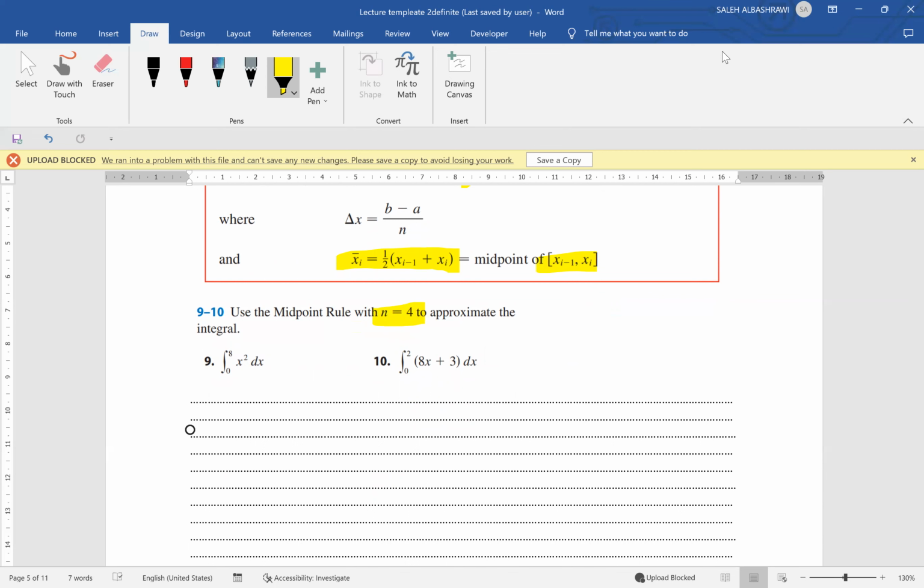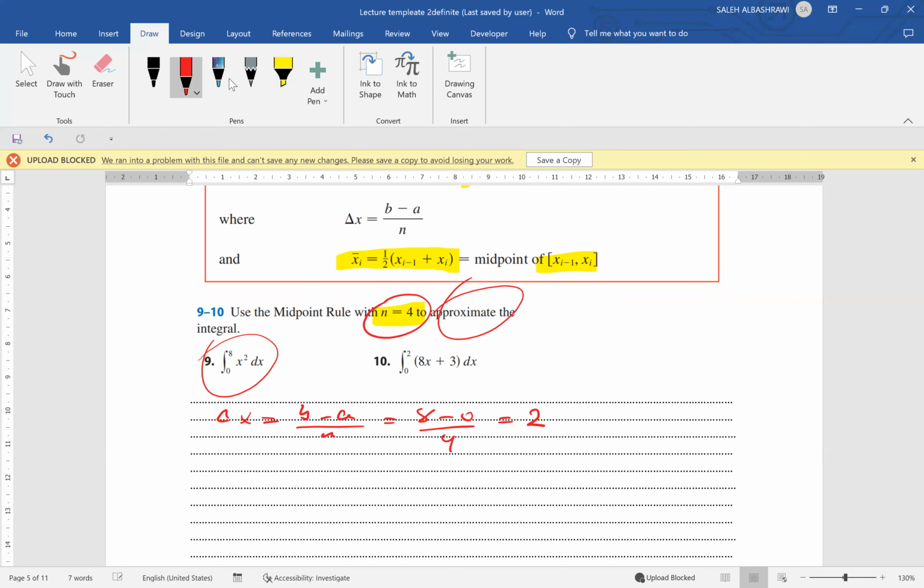I need to approximate this integral from 0 to 8 of the function x to the power 2 using the midpoint rule. In the first step, we need to find delta x. Delta x is equal to b minus a divided by n, which is 8 minus 0 over 4, since n is equal to 4. So delta x is equal to 2.